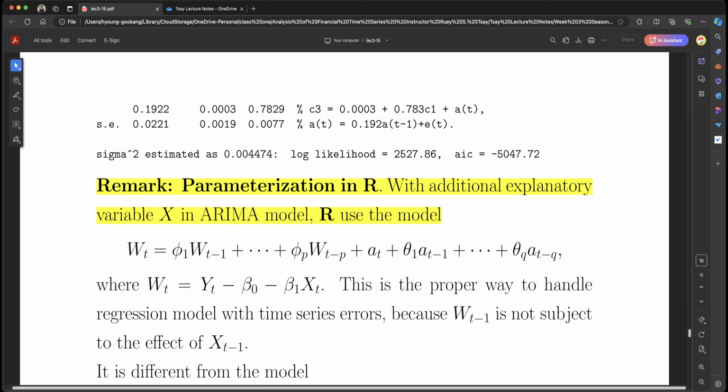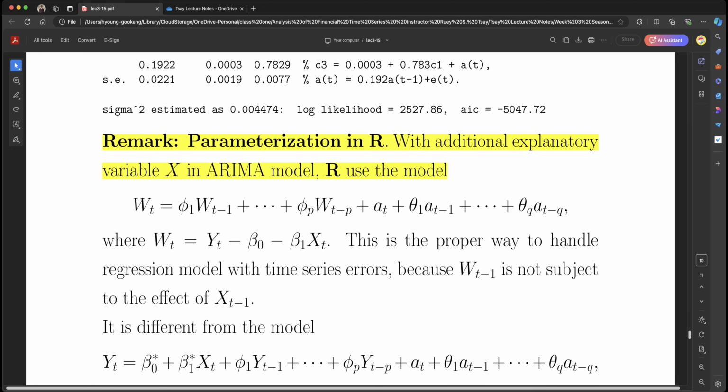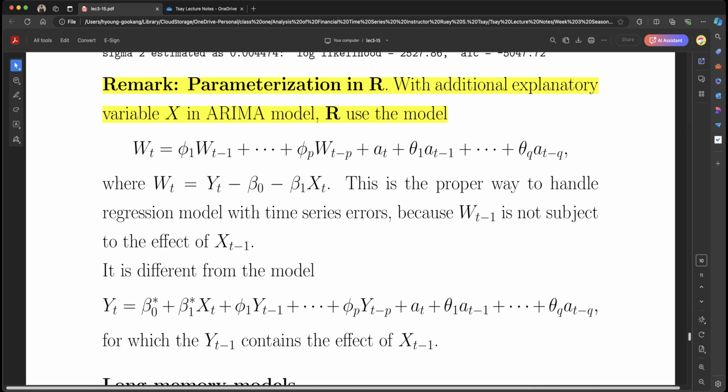This is the proper way to handle a regression model with time series errors, because W_{t-1} is not subject to the effect of x_{t-1}. So we regard this entire set as one variable. It is different from the basic model. If we expand it, we can write it out, but the estimation is different, because y_{t-1} contains the effect of x_{t-1}.